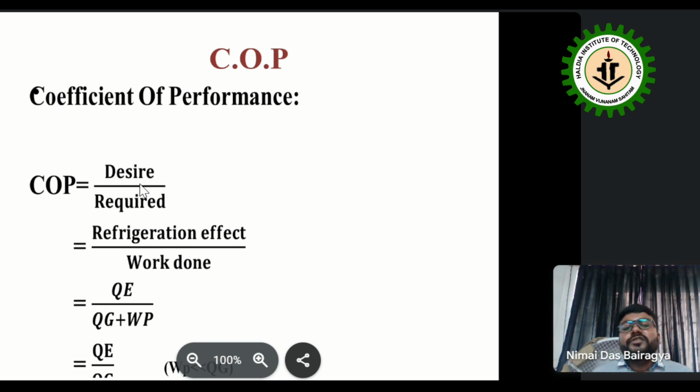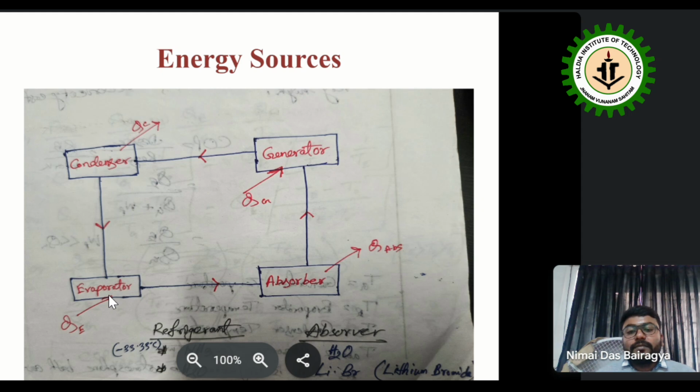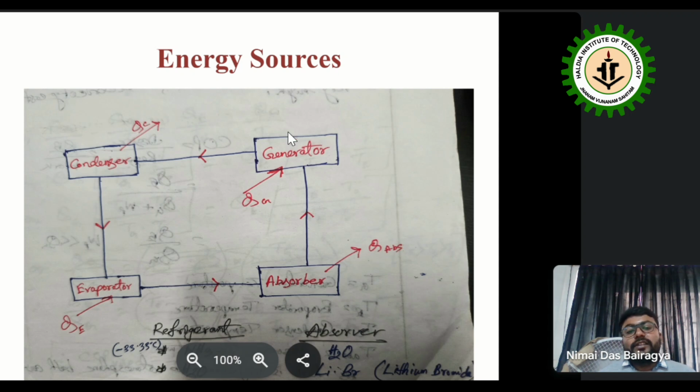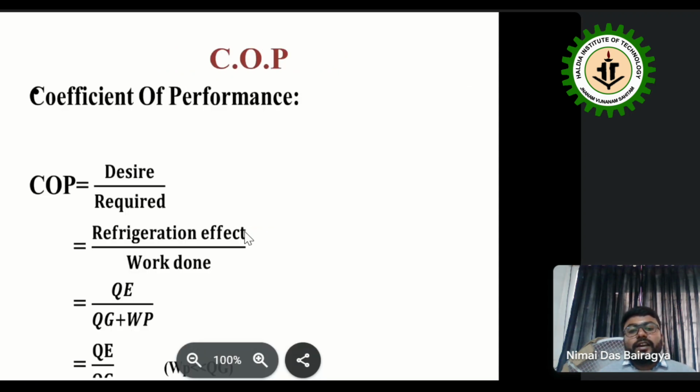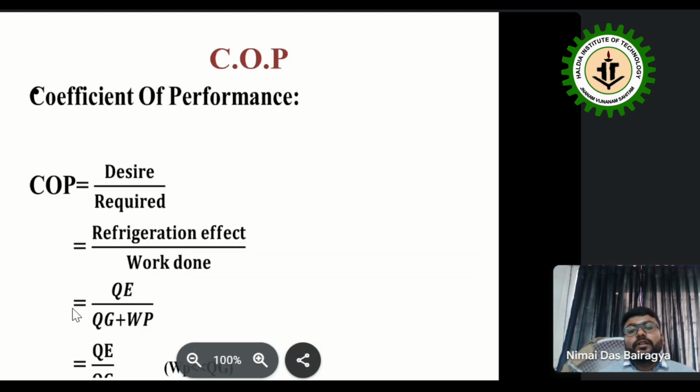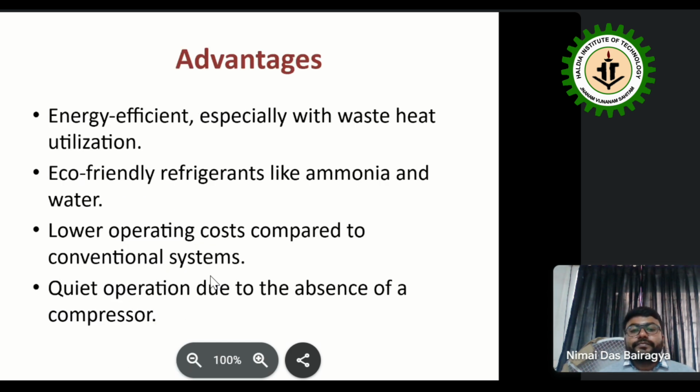Now the coefficient of performance of this vapor absorption refrigeration system. We all know that COP means desired by required. What is desired here? That is the refrigeration effect. We desire the refrigeration effect, and the required is work done. In the diagram, the refrigeration effect is denoted by QE, and the work done mainly happens in the generator, that is QG, and some mechanical work WP also happens. But this WP is very small compared to QG, since the work mainly happens in the generator, so we neglect this WP. So the COP in the vapor absorption refrigeration system is equal to QE by QG.